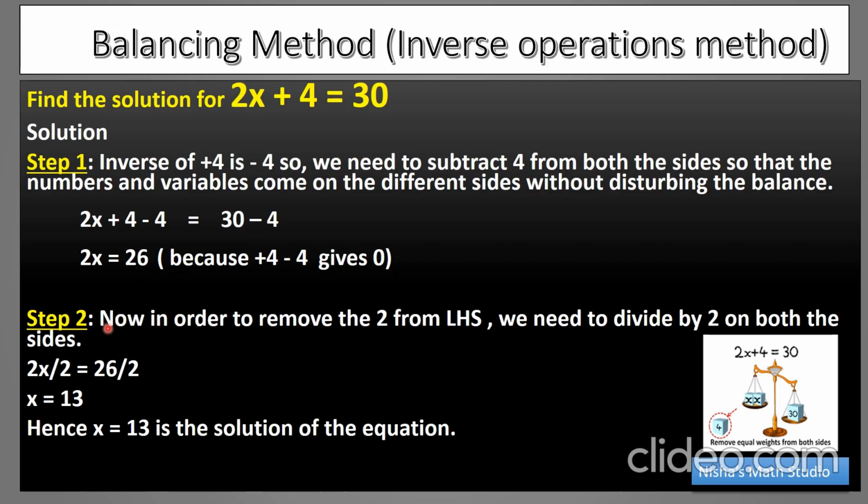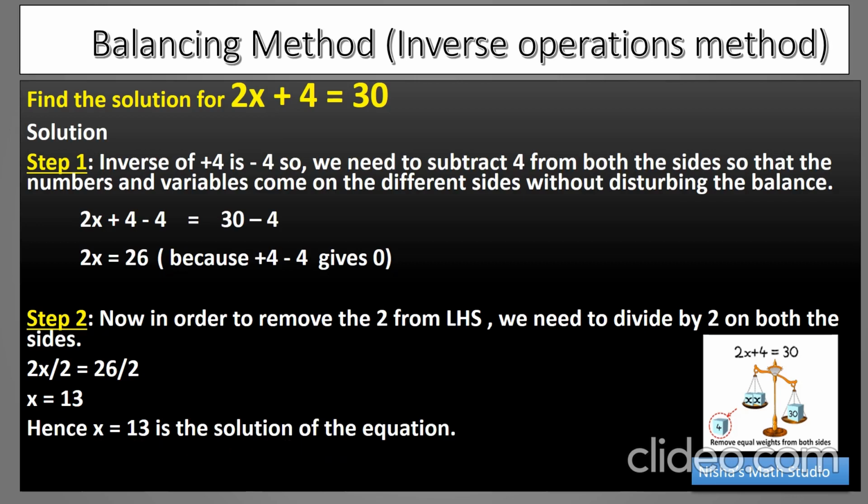Now, in step 2, you need to remove this 2, which is there with the x. To do so, I have to divide this 2x by 2, so that 2 gets cancelled and only x remains. So I have divided the left hand side by 2. So we should also divide the right hand side by 2. 26 by 2 gives you 13. So x is equal to 13 is the solution of this equation.